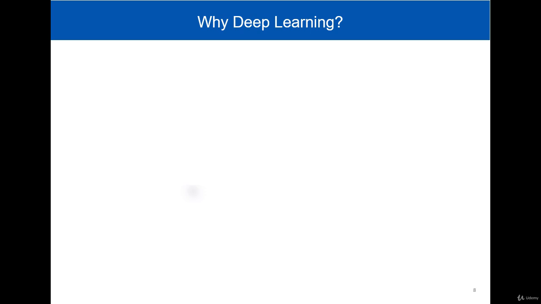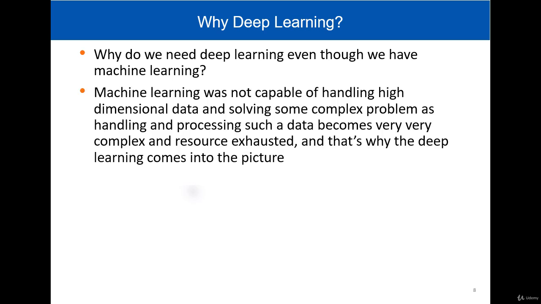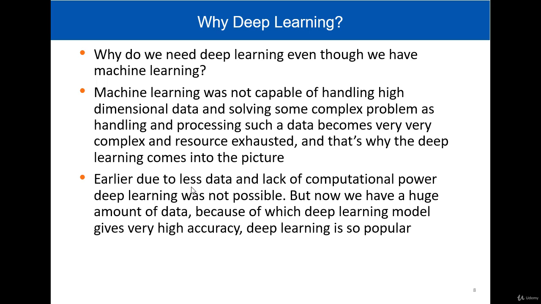So the next question is, why do we need deep learning even though we have machine learning? Well, machine learning was not capable of handling high dimensional data and solving some complex problems, as handling and processing such data becomes very complex and resource exhausting. And that's why deep learning comes into the picture. Earlier, due to less data and lack of computational power, deep learning was not possible. But now we have a huge amount of data, because of which deep learning models give very high accuracy, and hence deep learning is so popular.